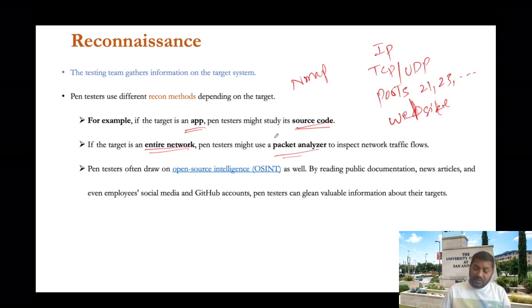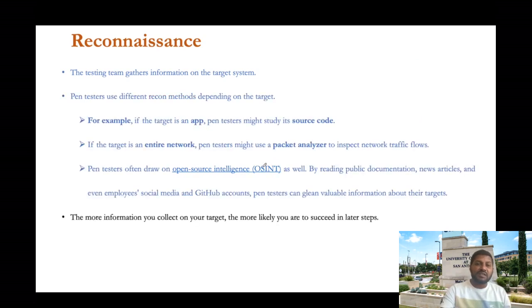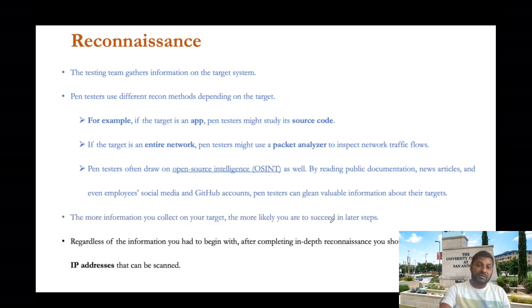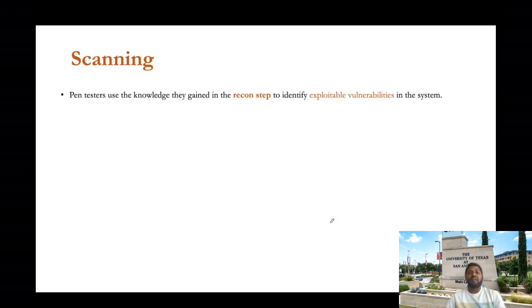Then the next phase is the scanning phase. Before that, the more information you collect about your target, the more likely you are to succeed in the later phases, the exploitation and post exploitation. The first and foremost task of any penetration tester is to gather the target IP addresses to connect with the device. In the scanning phase, the pen testers use the knowledge they gained in the reconnaissance phase to identify exploitable vulnerabilities in their systems.